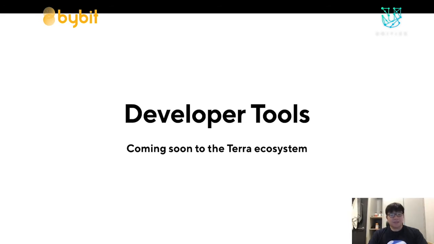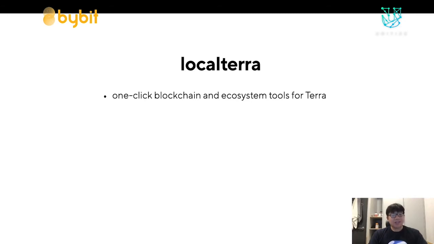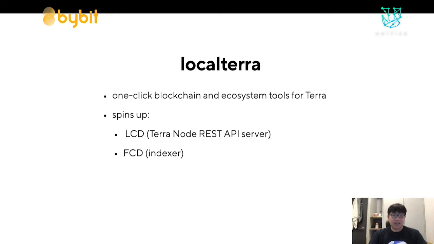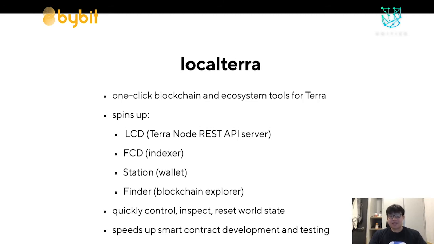So I'm just going to talk about the developer tools that we're working on that we'll be seeing in the next couple months. The first is Local Terra. Local Terra is a one-click blockchain and ecosystem tool for Terra. What it does is it spins up an LCD node, which is a Terra node REST API server. It spins up FCD, which is a block indexer, which is the backbone for Station, which is a wallet, and Finder, which is a blockchain explorer. And it gives you a way to quickly control and inspect the world state, which makes it easy to speed up smart contract development and testing.